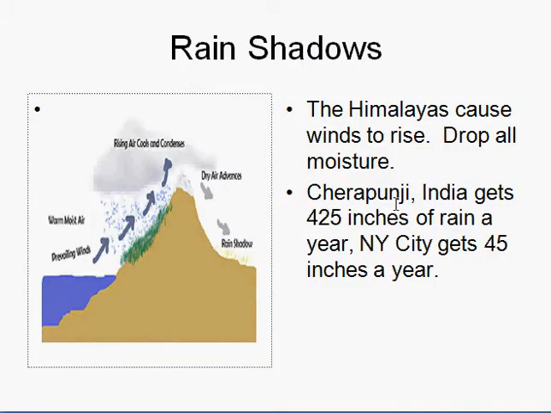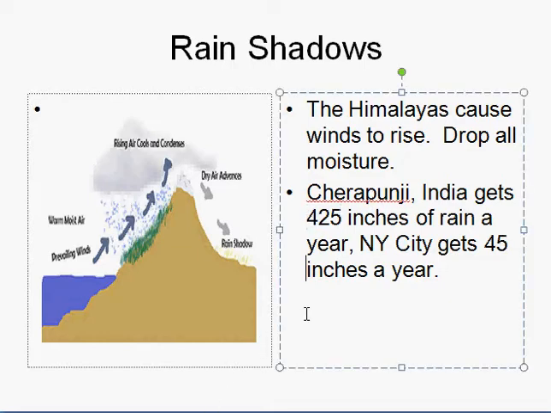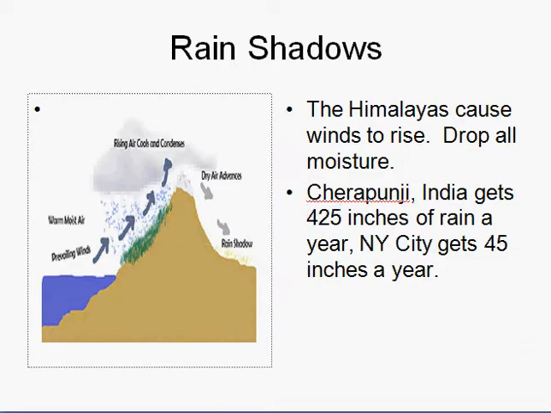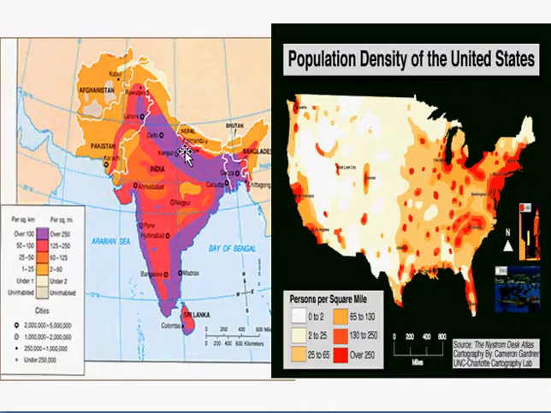Cherrapunji, India gets 425 inches of rain a year, where New York City gets 45. New York City gets a lot of rain. Check that out. That's pretty intense, the amount of rain that they get. Let's go into population. You can see the population is very dense all throughout, especially Bangladesh and into the regions of India, compared to many other countries.